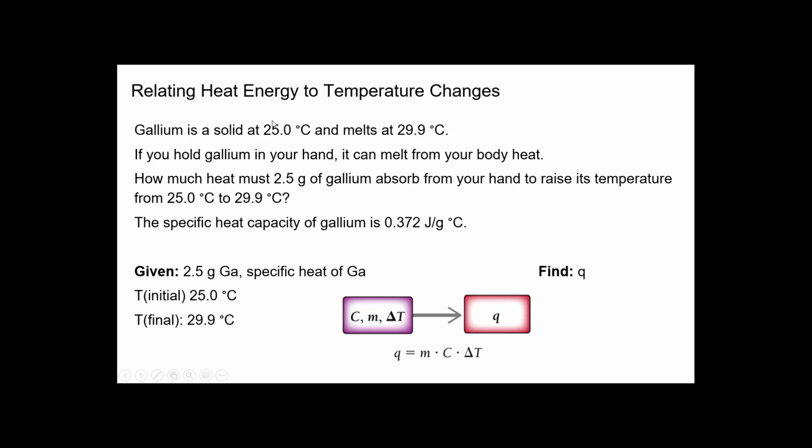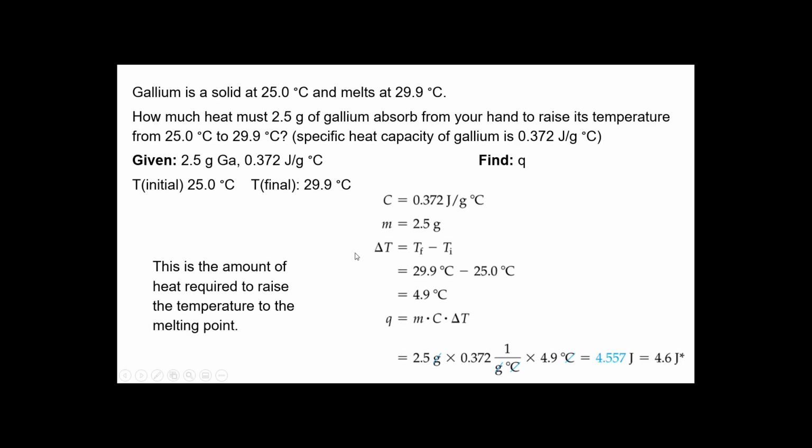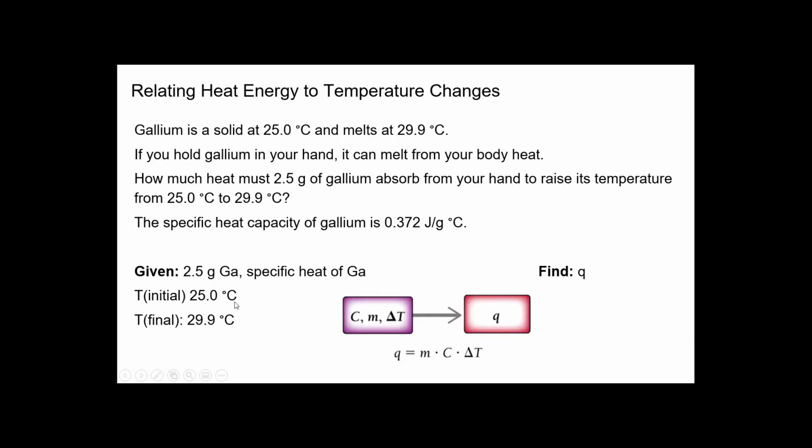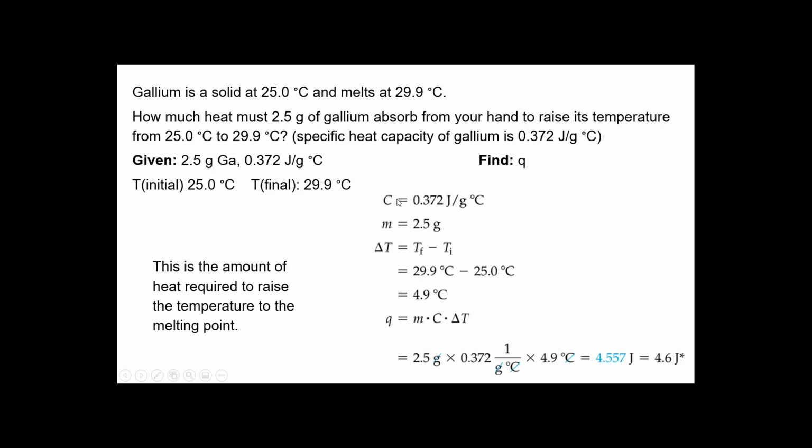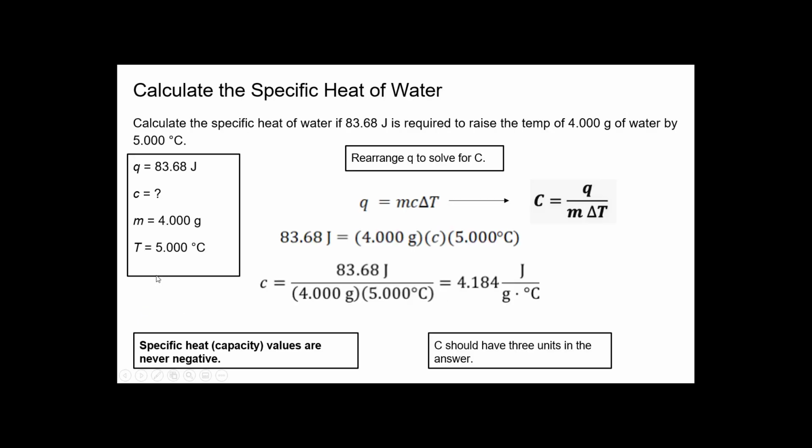How is this a good indication? Well, you're given a mass, which is right here. You're given a temperature difference, and you're given the specific heat capacity. So you have everything you need, and now you just have to plug this in. One thing I want to point out: temperature difference is always final minus initial. So here C is your specific heat, M is your mass, and the temperature difference is 29.9 minus 25, which equals 4.9 degrees Celsius. Plug it all in. You have 2 sig figs here, so your answer is going to be in 2 sig figs. See where it's rounded? That is the amount of heat required to raise the temperature to the melting point.